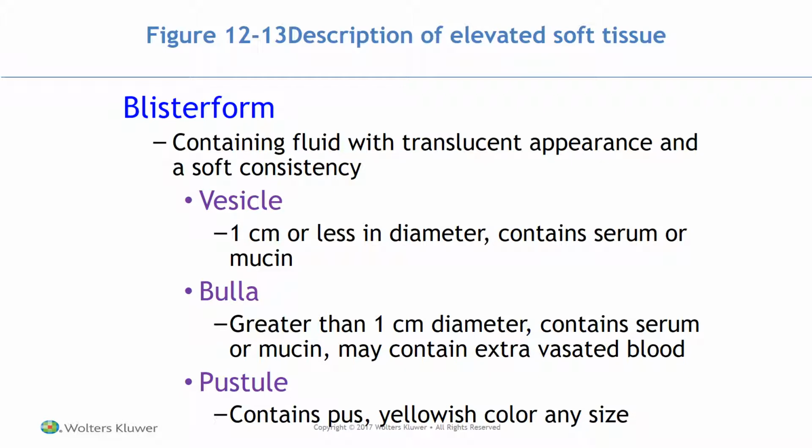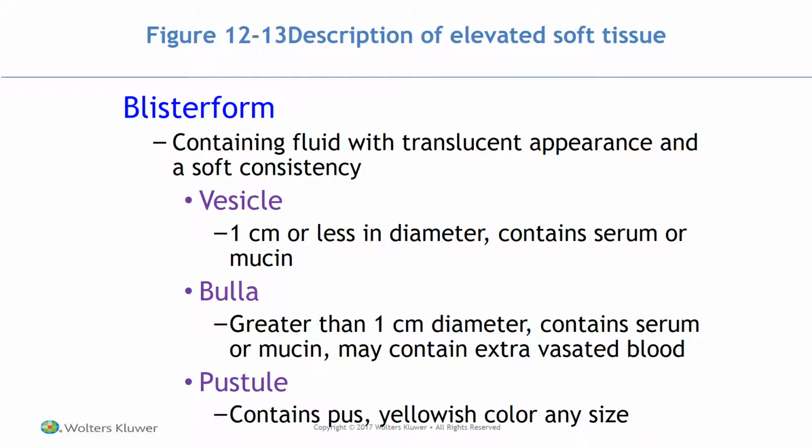All right, we already went through this, but blisterform again contains fluid. Vesicle is less than a centimeter. Bulla is greater than a centimeter. The vesicle is going to be either clear or white. The bulla can also be red or purplish because of the coloring, depends on what's underneath it.